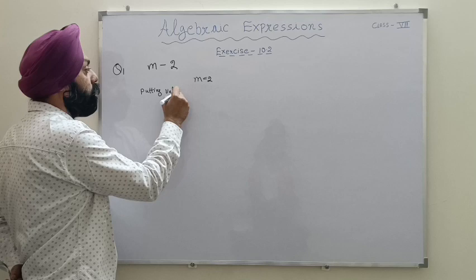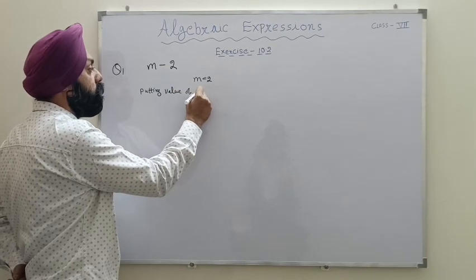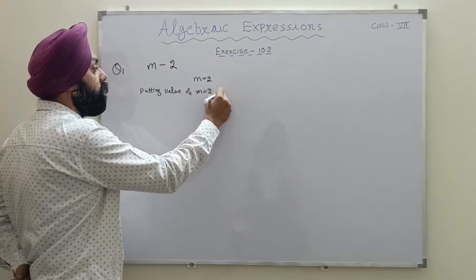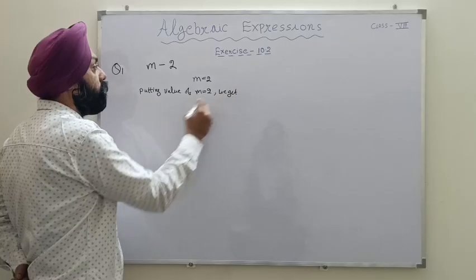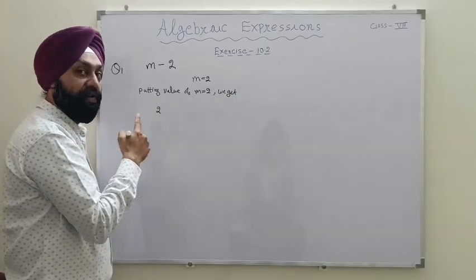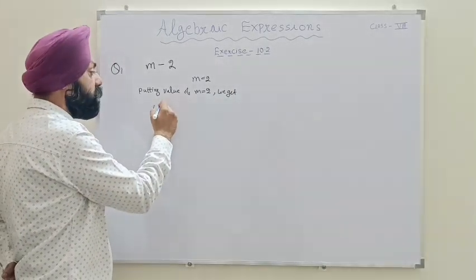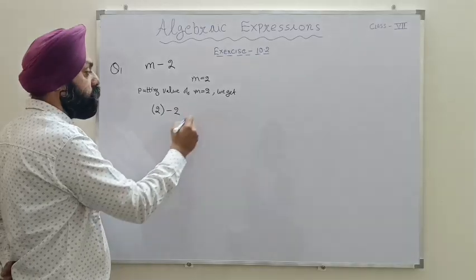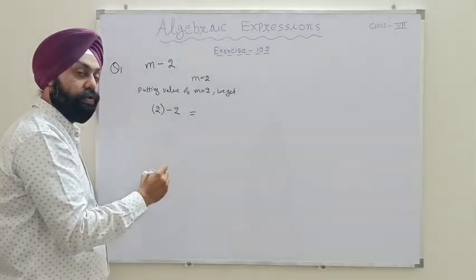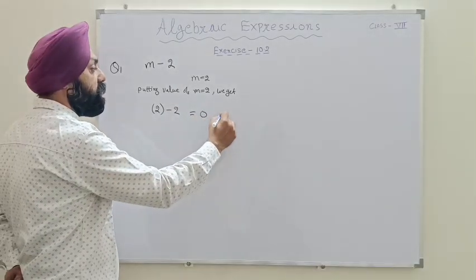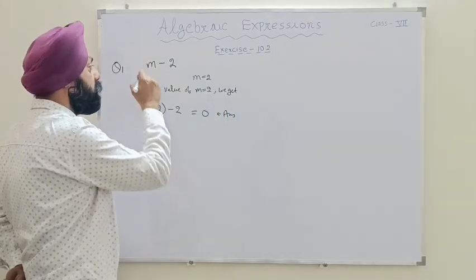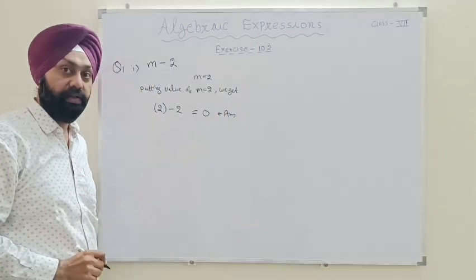value of m is equal to 2, we get, in place of m we will be writing 2, so 2 we can put in brackets, 2 minus 2, and all of you know that 2 minus 2 is 0, so 0 is the answer. So this is how we have done the first part.